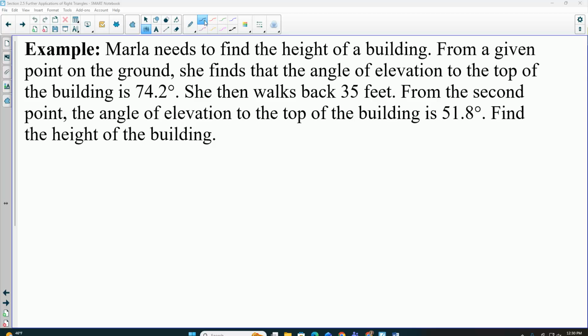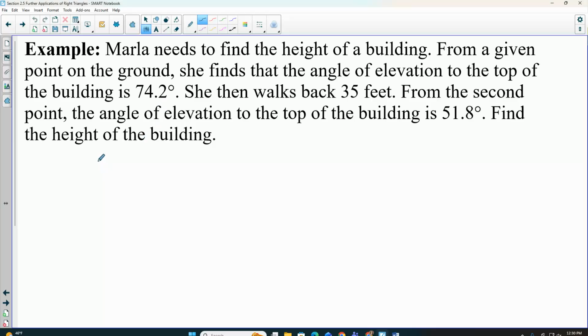All right, this is probably the hardest example I have for you today. Marla needs to find the height of a building. From a given point on the ground, she finds that the angle of elevation to the top of the building is 74.2 degrees.